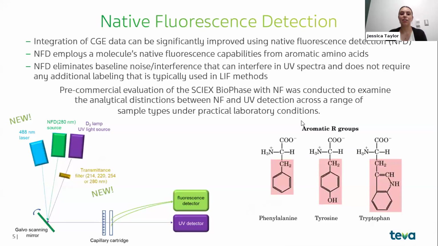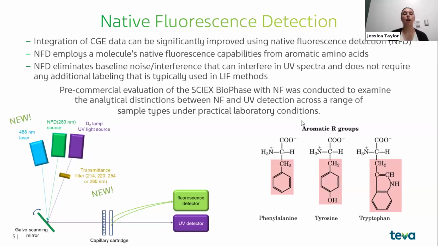So native fluorescence detection has the potential to greatly improve the integration of CGE data. NFD works by employing a molecule's native fluorescence capabilities from its aromatic amino acids, which are found in the bottom right corner of the screen here. NFD eliminates any baseline noise or interference that we might see in our typical UV spectra. And it also doesn't require any additional labeling like that which you would use for laser-induced fluorescence methods.